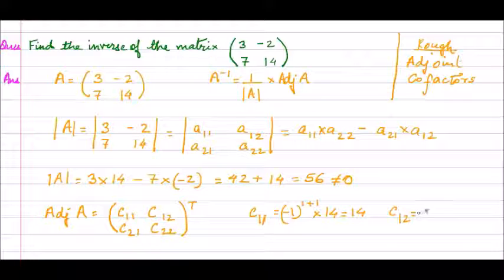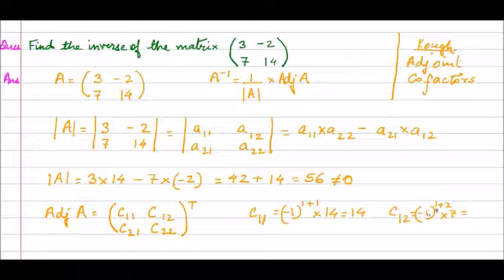C12 is equal to minus 1 to the power of 1 plus 2, because it is the first row and the second column. We will be excluding the first row and the second column, and we have this number 7 left with us. So we will be writing this into 7.